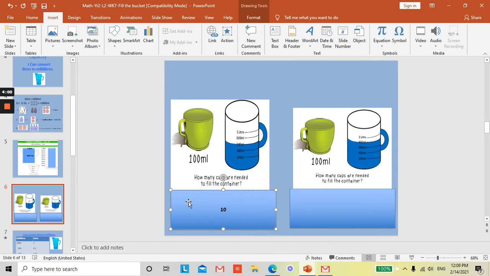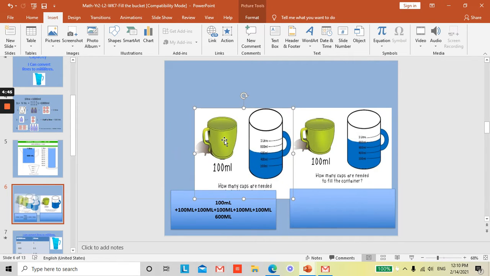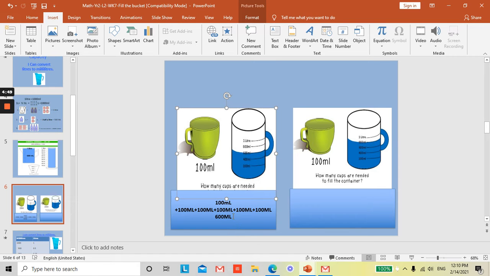So we need 100 milliliters plus 100 milliliters plus 100 milliliters plus 100 milliliters plus 100 milliliters, 1, 2, 3, 4, 5 plus 100 milliliters. So it is equal to 600 milliliters. So we need to put 6 cups inside.